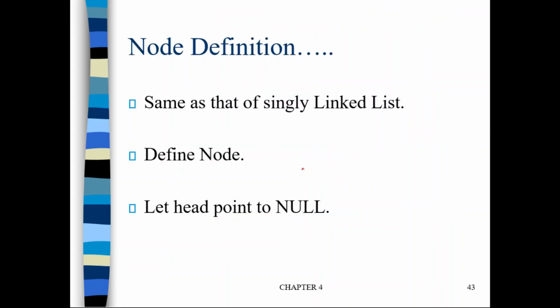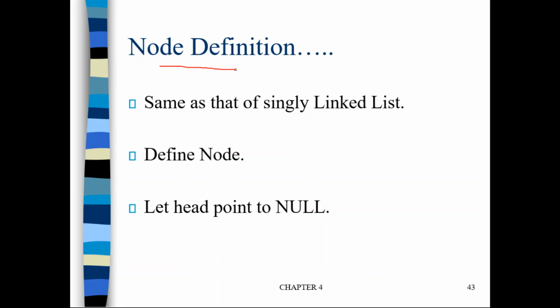Right. Now let us see how to implement a circular singly linked list, and how to perform various operations like adding nodes to the end of the list, inserting a node after a specific node, deleting a node, and displaying all the nodes of the linked list. All these things let us see. How to define a node in a circular singly linked list.